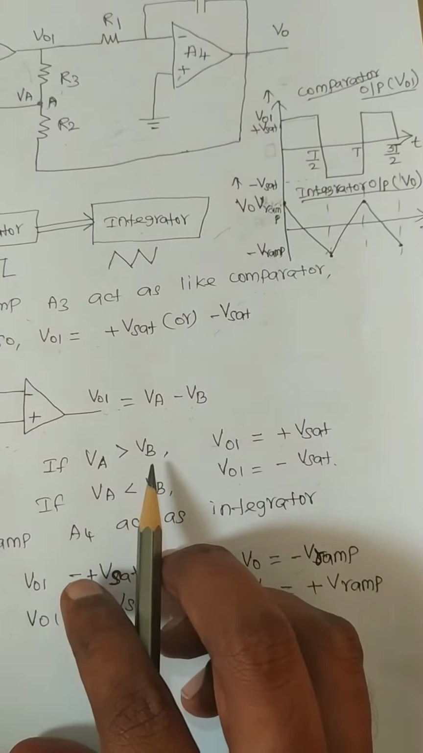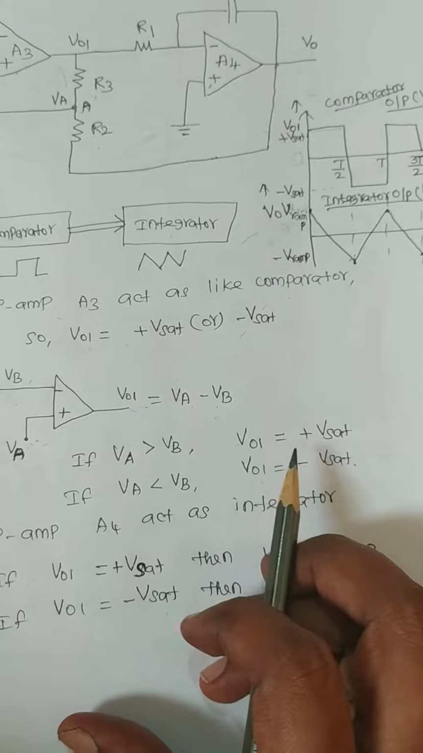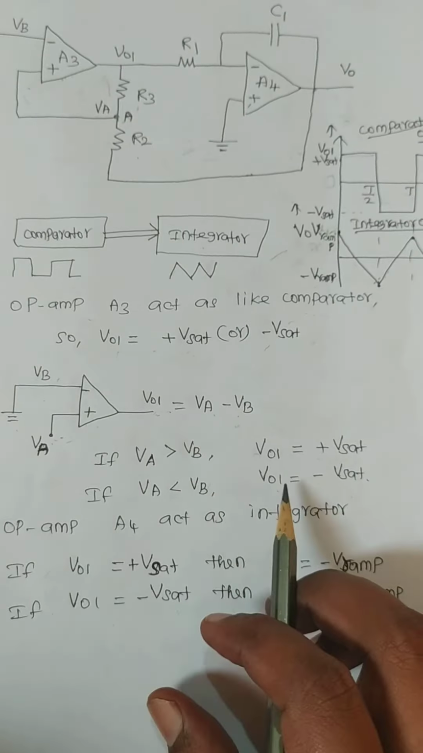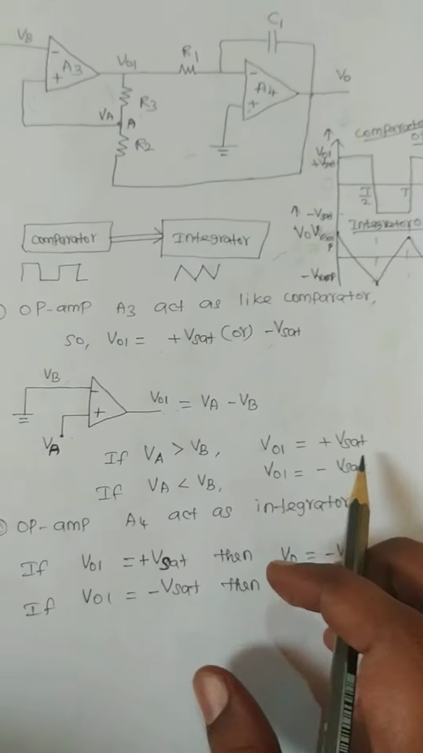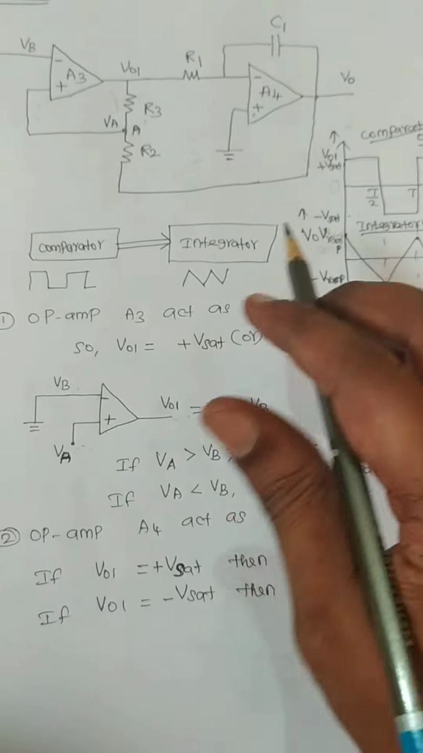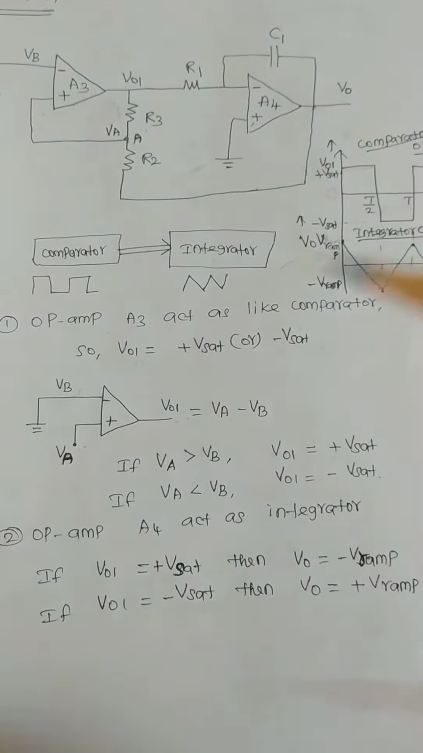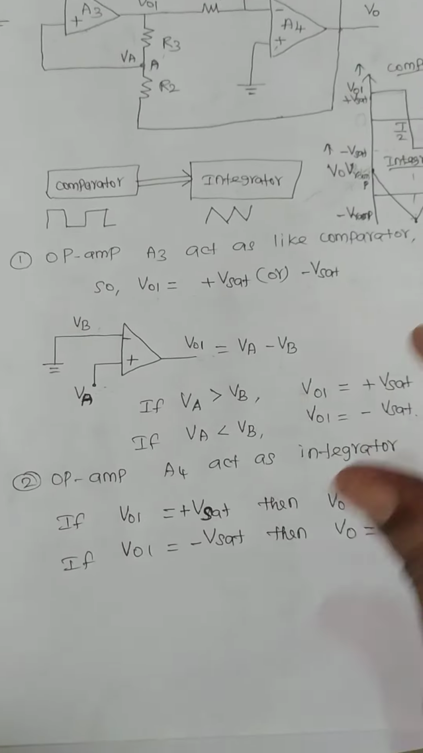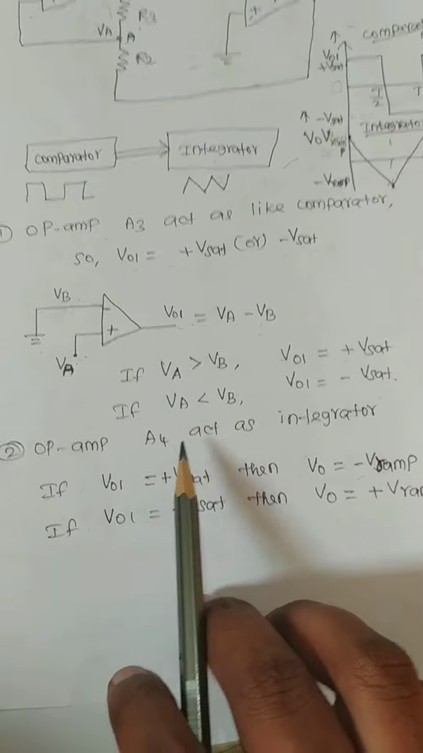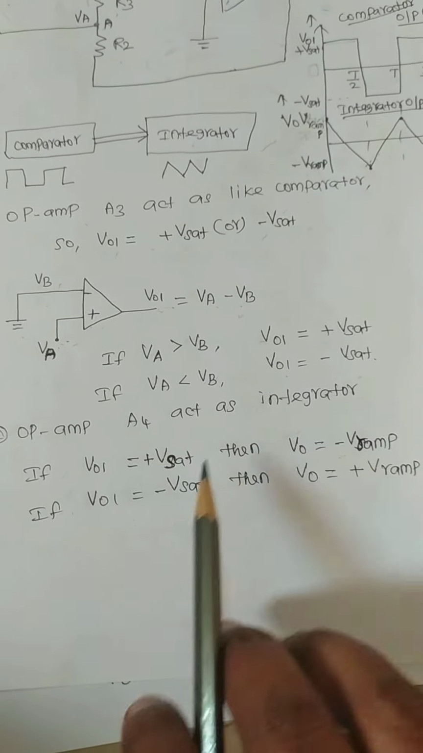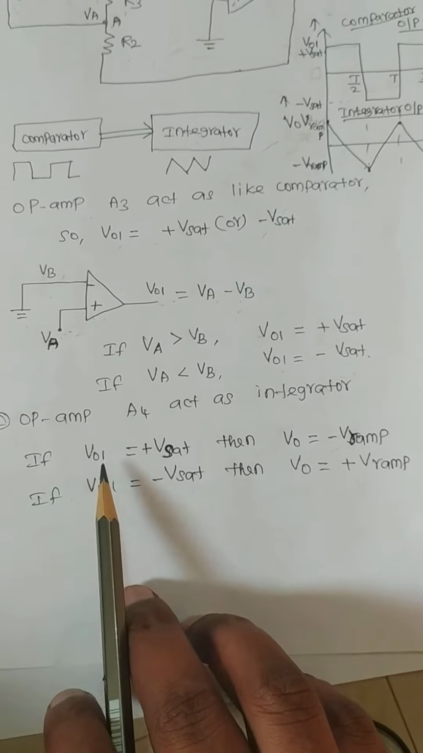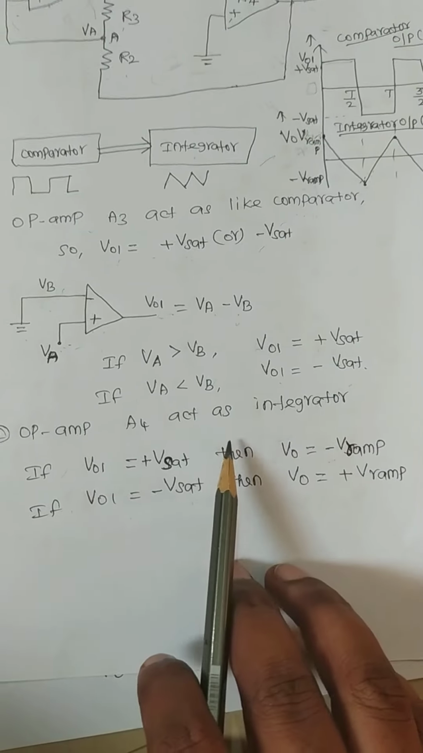If VA is greater than VB, V01 will be plus Vsat. If VA is less than VB, V01 will be minus Vsat. So this is the comparator output for whatever input is applied. The second op amp, A4, acts as an integrator. Based on the comparator output, your integrator will operate.